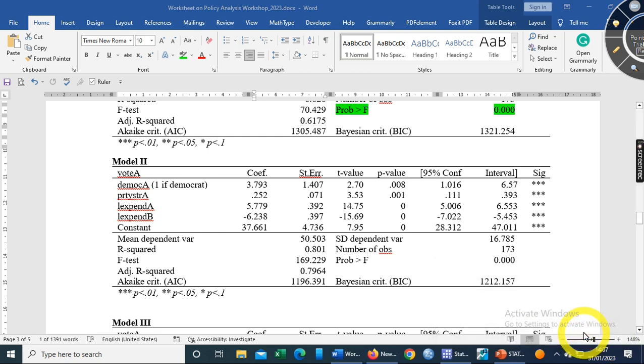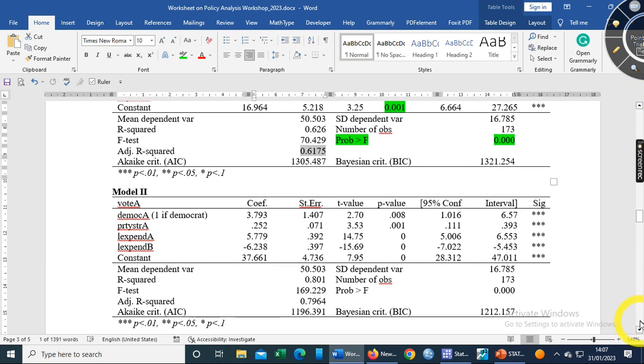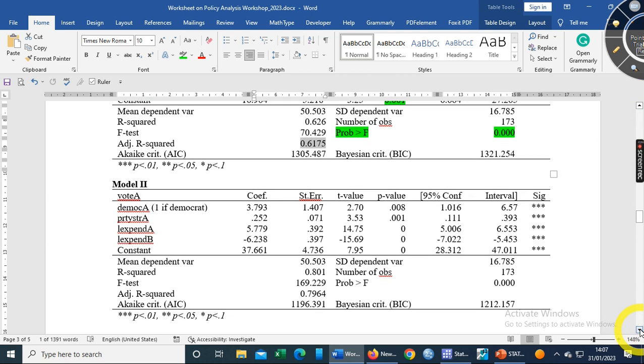Okay. So the model is useful, so you can use it for other decision making and the like.